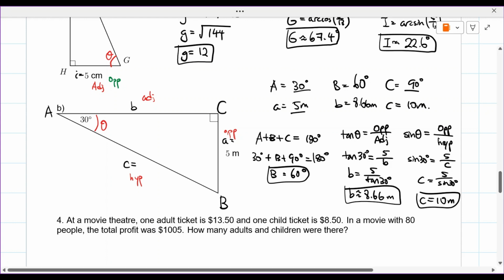So I found all my answers. And then you can quickly check by looking. Yes, indeed, the 5 meters is the shortest side, b is the next longer side, and c is the longest side, being the hypotenuse. And the angle B is 60 degrees, which also makes sense. That's a bit wider than 45 degrees.